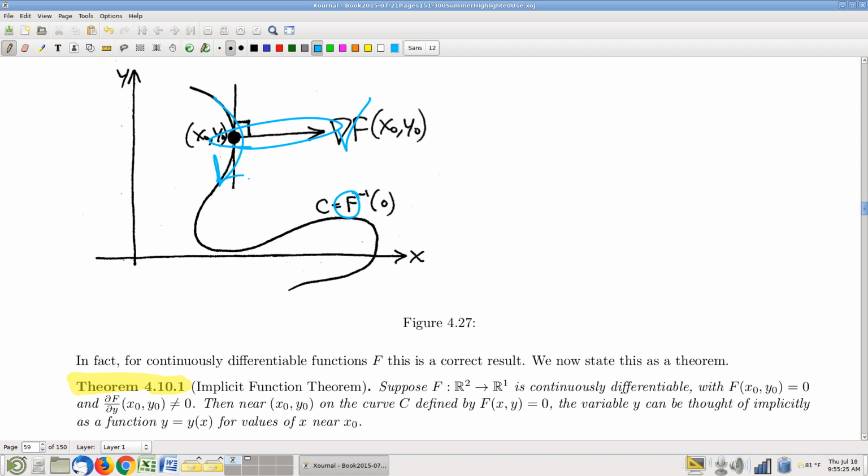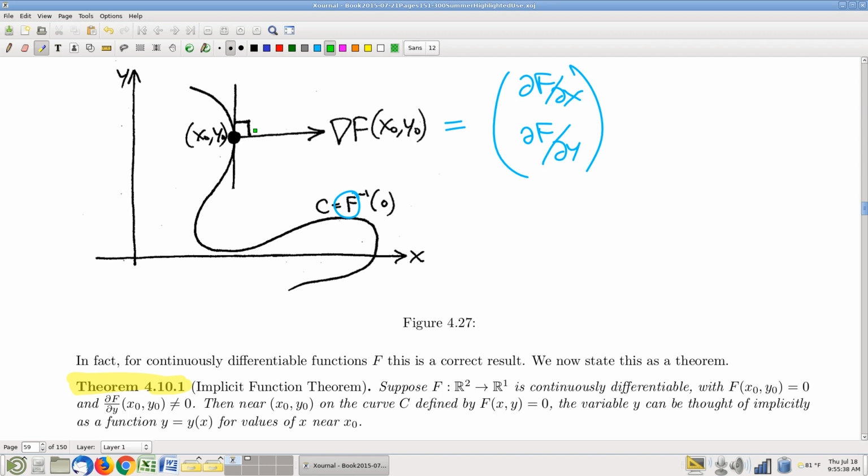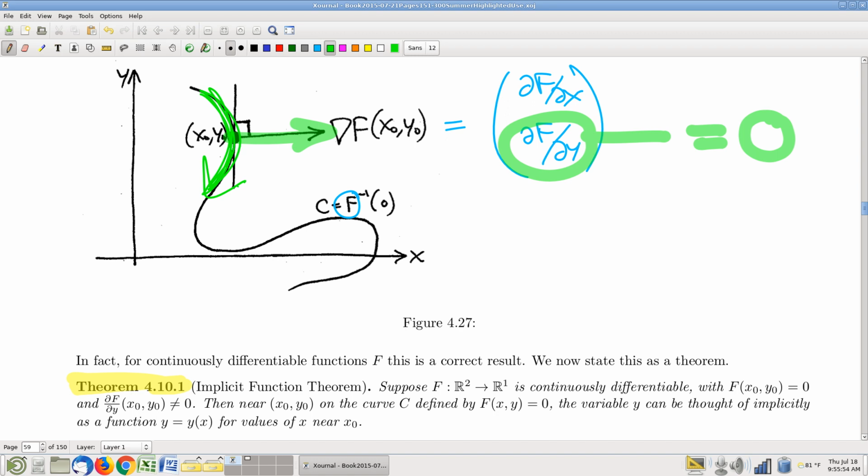And by the way, what is the gradient? Now let's write that down. The gradient is partial of f with respect to x, partial of f with respect to y. If this gradient is horizontal, horizontal would mean that there's no second component. In other words, that this second component of the gradient vector is 0. In other words, if we're going to have a problem, let me write this down. Problem would have to imply that the partial of f with respect to y is 0.